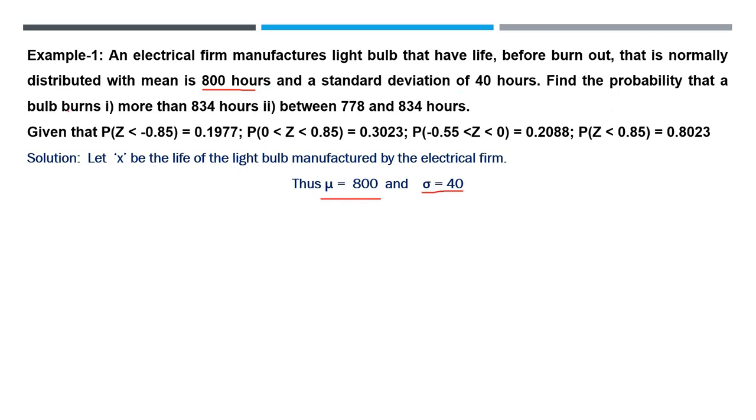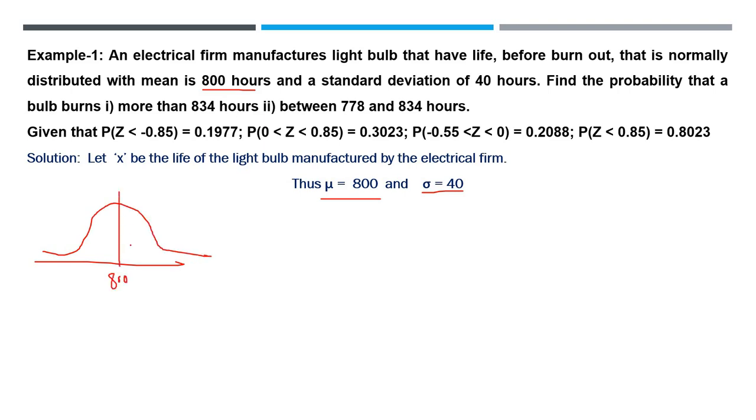So the mean, mu, is given here, and the standard deviation, sigma, is equal to 40. Find the probability that the bulb burns more than 834 hours, and the second one is between 778 and 834 hours. Given these values, we will see how to calculate.